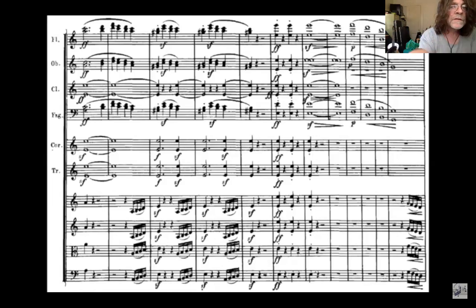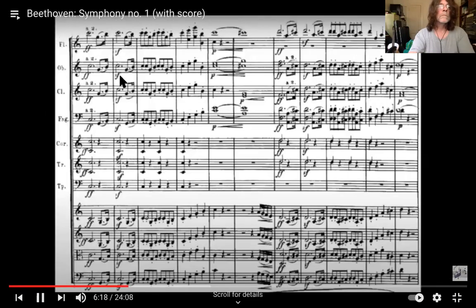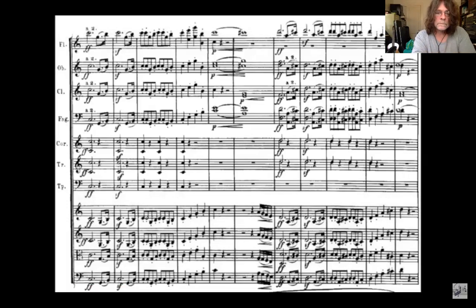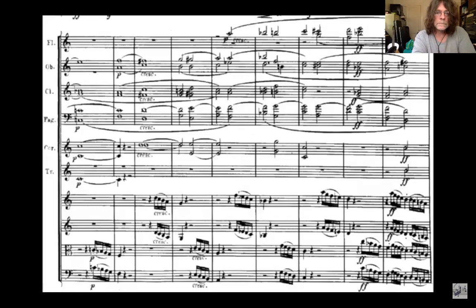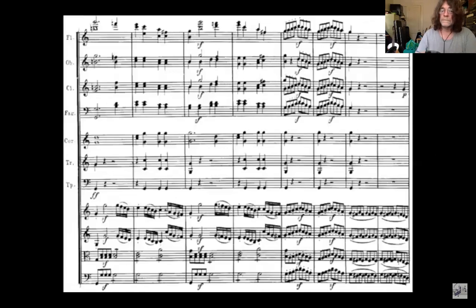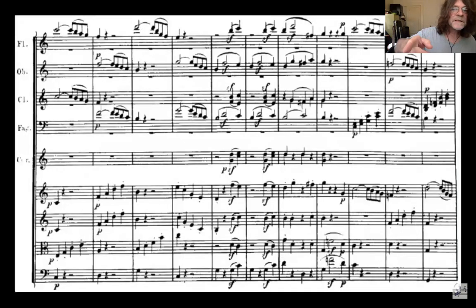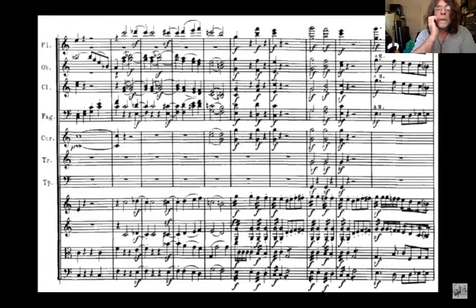Key of C, and here we go. This is the recapitulation right now. Second theme in the tonic key. We're in the closing group.